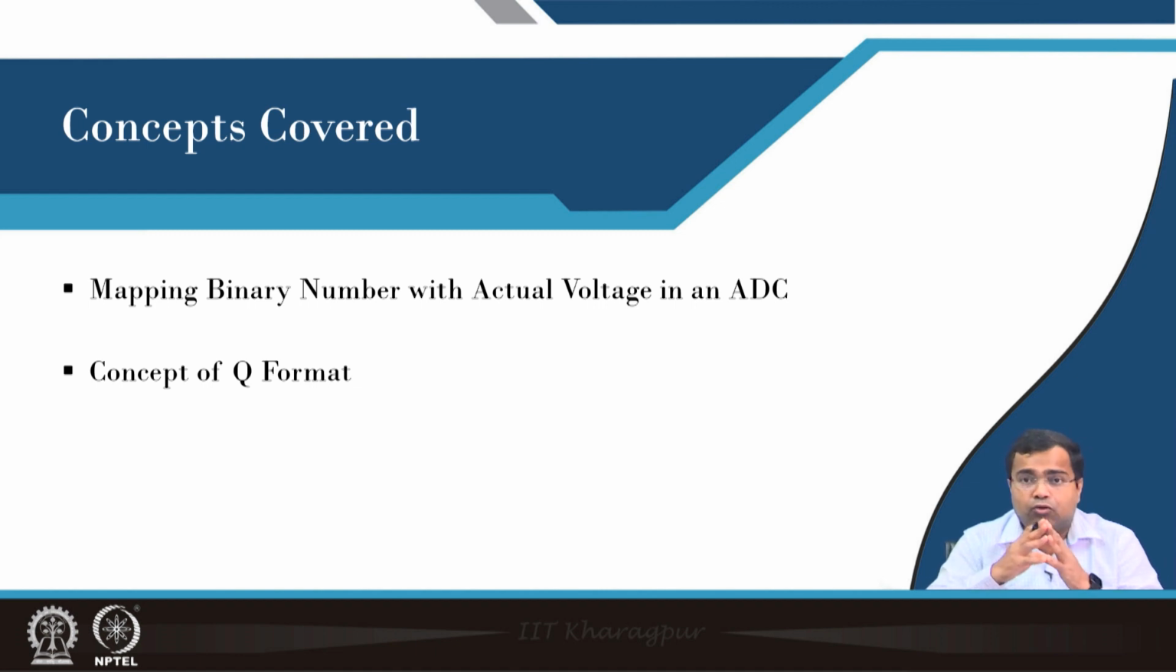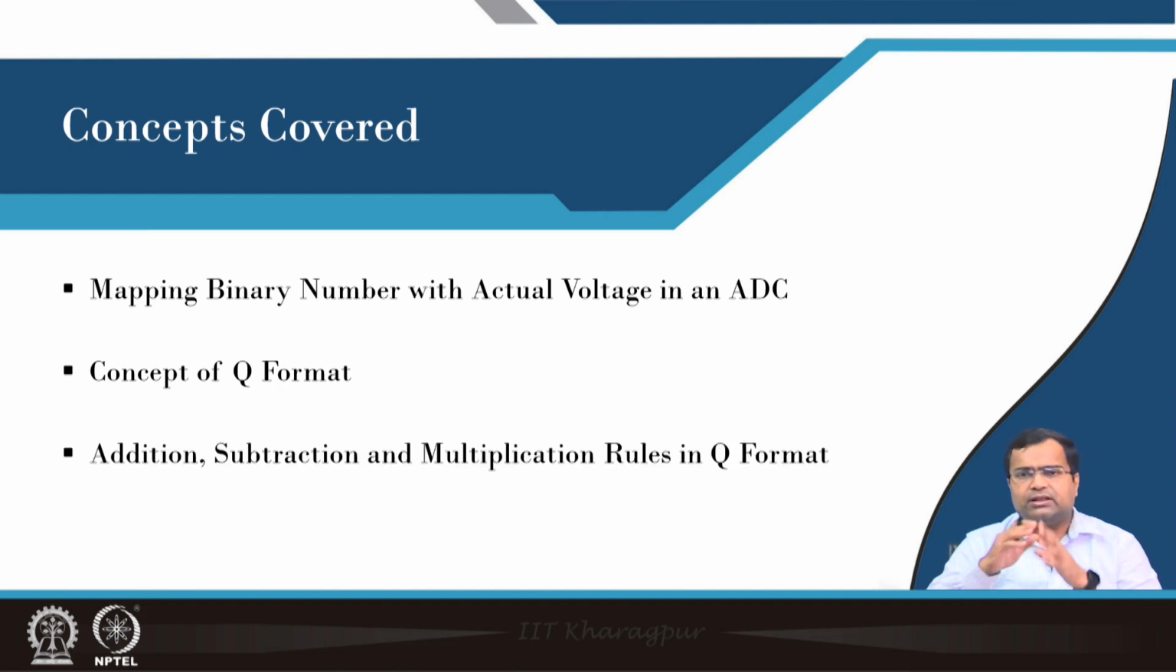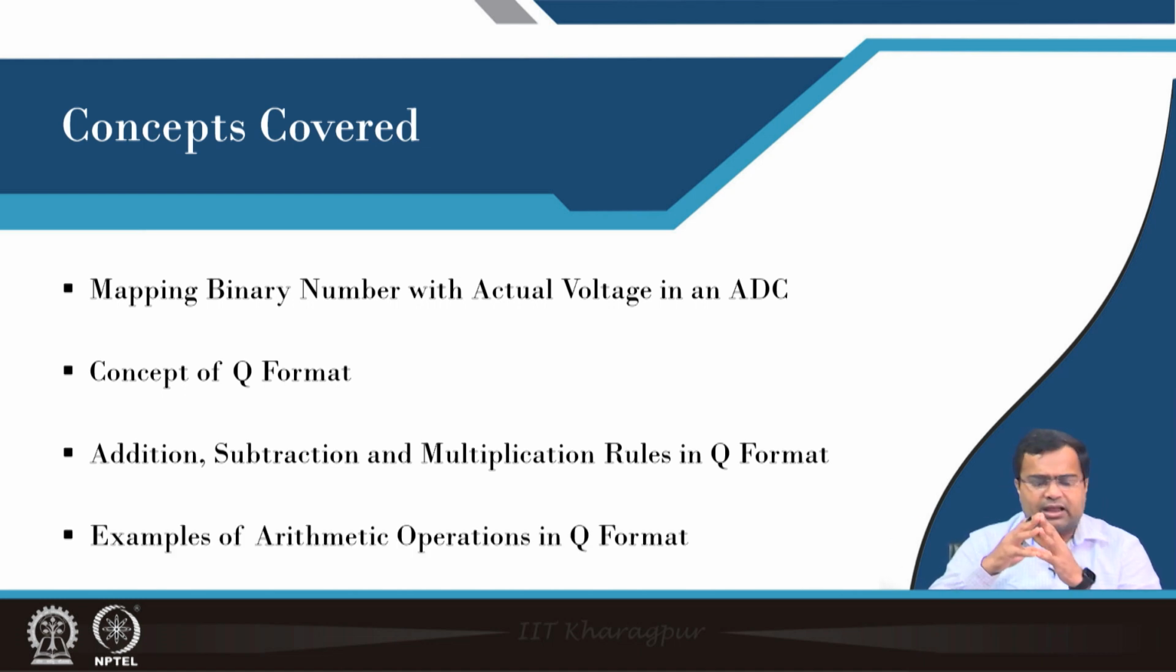Then what is the concept? How can we generalize such number system representation and equivalence between the analog voltage? How can we link with a generic form, because in the FPGA implementation we will deal with different types of coefficients of the controller. So, how can we make a generic representation, that is called Q format? Then what are the rules for addition, subtraction, multiplication in Q format? And finally, we will take an example of arithmetic operation in Q format.